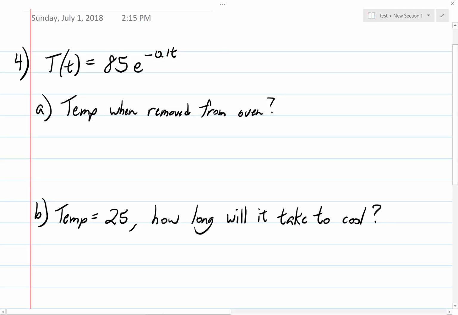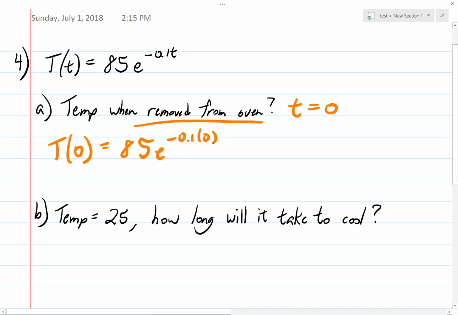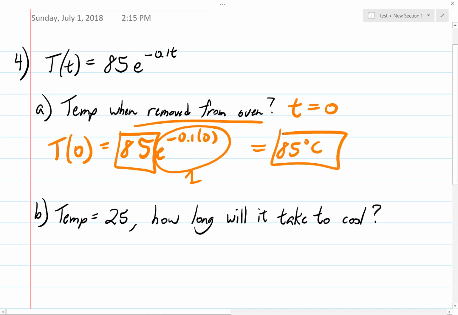So when it's just removed from the oven, the time is just 0. No time has passed yet. So the temperature when the time is 0 is just 85 e to the negative 0.1 times 0. And since e to the 0 is 1, your starting temp is just right there, that 85 degrees Celsius. And that's all that one is.